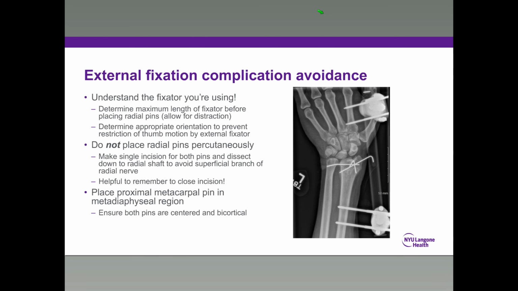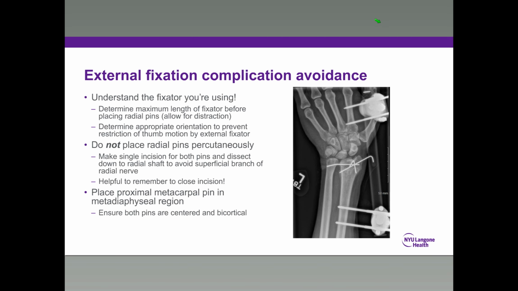And so it's important to understand the fixator that you're using. One really key thing, and especially this fixator that's shown right here is a good example of it, this is a tube that is only a specific length. Make sure you know exactly how much length you need before you put your radial pins in, because what you don't want to do is put them in too proximally and then you actually run out of X-fix. And remember, you're going to lengthen it. So that's a huge thing. Understand the X-fix from that standpoint.